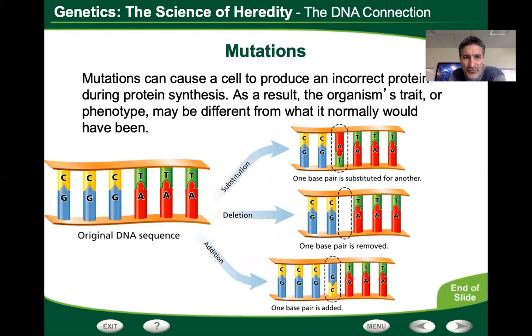We're looking at mutations. So we look at this original sequence of GGGAAA. A substitution would be GGTAAA. There is a substituted base pair for the original. A deletion is when you just lose that base pair, GGAAA. So one is deleted, it's lost. Then there's an addition, GGGCAAA.